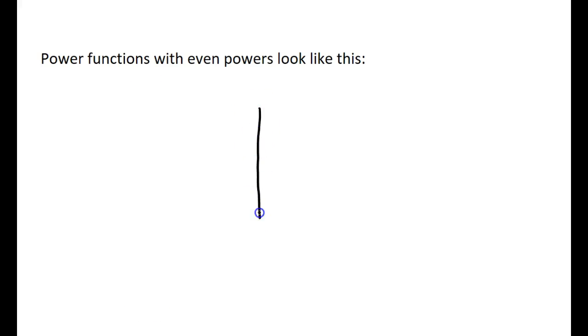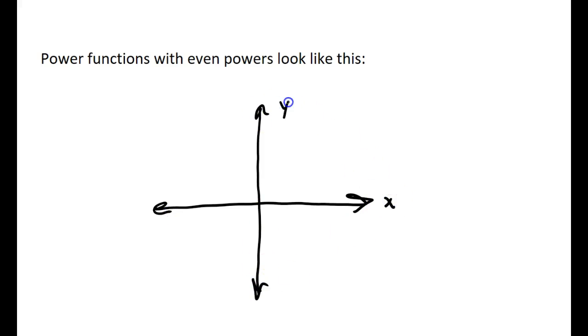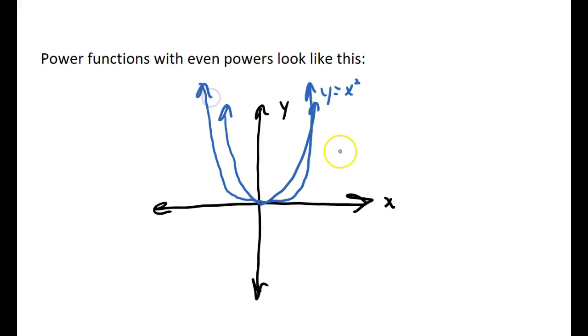Now, power functions with even powers, say 2, 4, 6, 8, look like this. So if this is my x-axis and this is my y-axis, then power functions with even powers basically look like parabolas, okay? So if this was y equals x squared, then y equals x to the 6th might come down a little more like that, okay? So this might be y equals x to the 6th, but they all have that basic parabola shape.